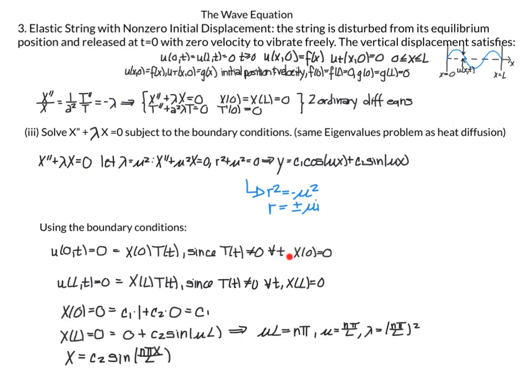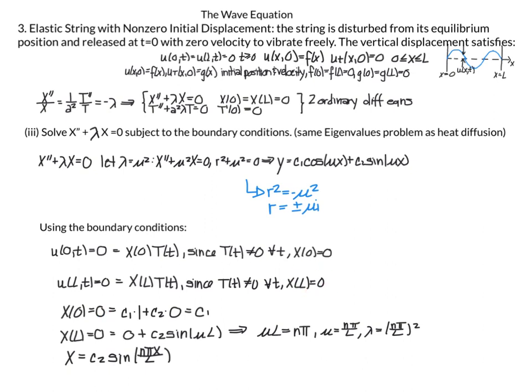Now that I have these two boundary conditions, I can plug them into my formula, my solution for x. So if I plug in 0 into here, using x of 0 is equal to 0, I get c1 times cosine of 0, which is equal to 1, plus c2 sine of 0, which is equal to 0. So I have c1 is equal to 0.